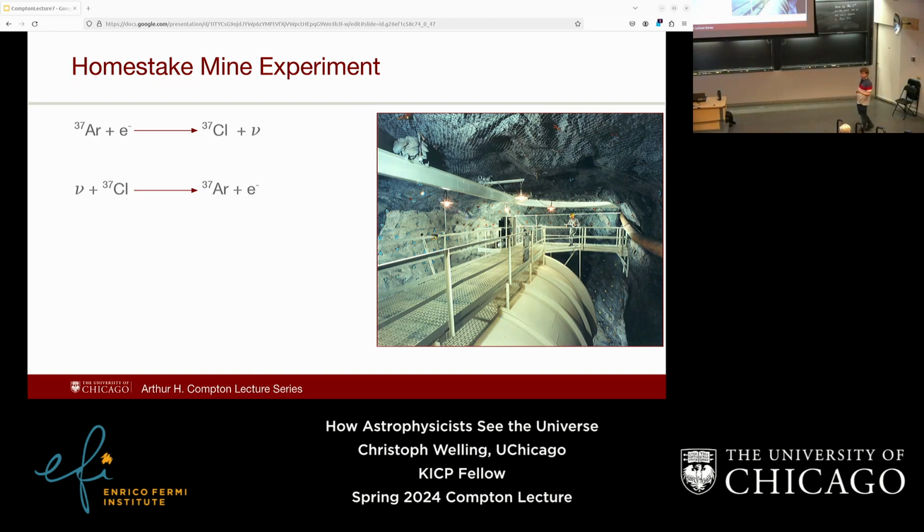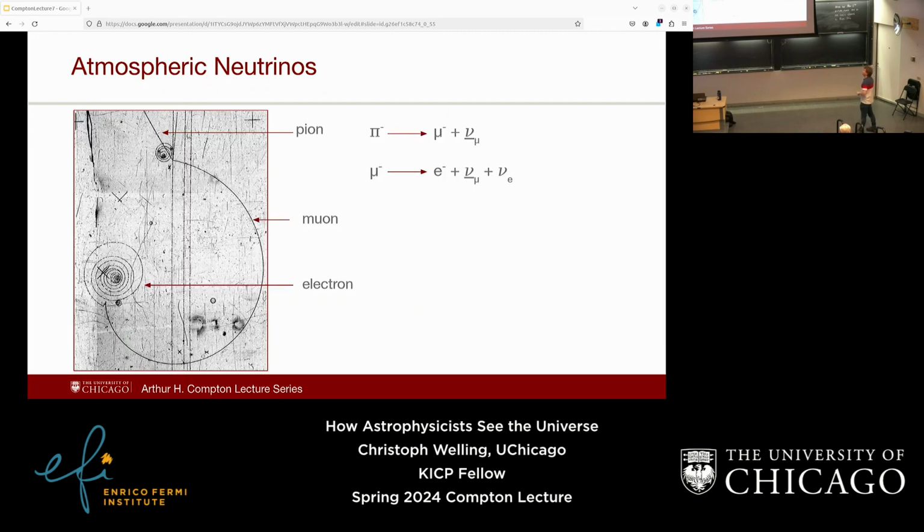This thing with not seeing enough solar neutrinos is called the solar neutrino problem, and soon after that we got the atmospheric neutrino problem. Because I've shown this picture a couple times now. So this happens in air showers a lot. So you have your pion that gets produced by collisions of particles in these air showers.